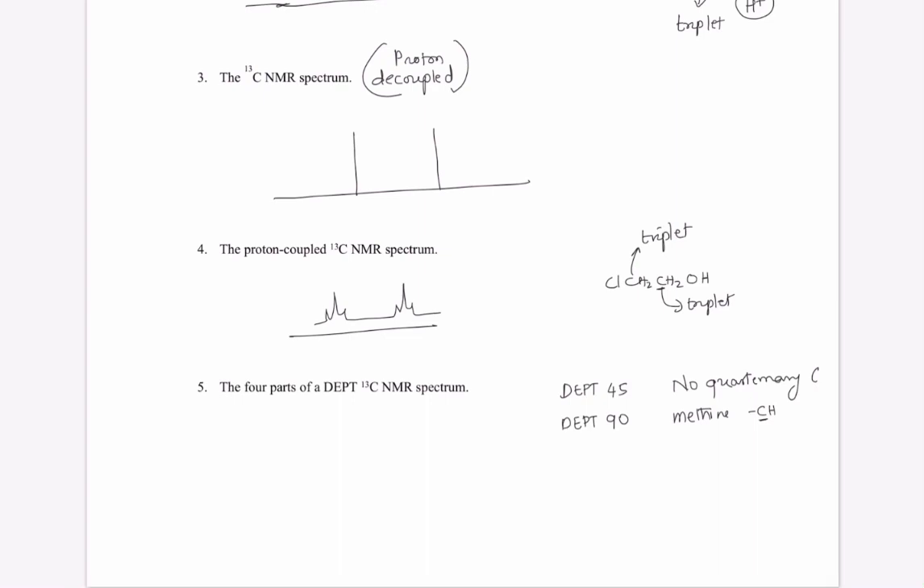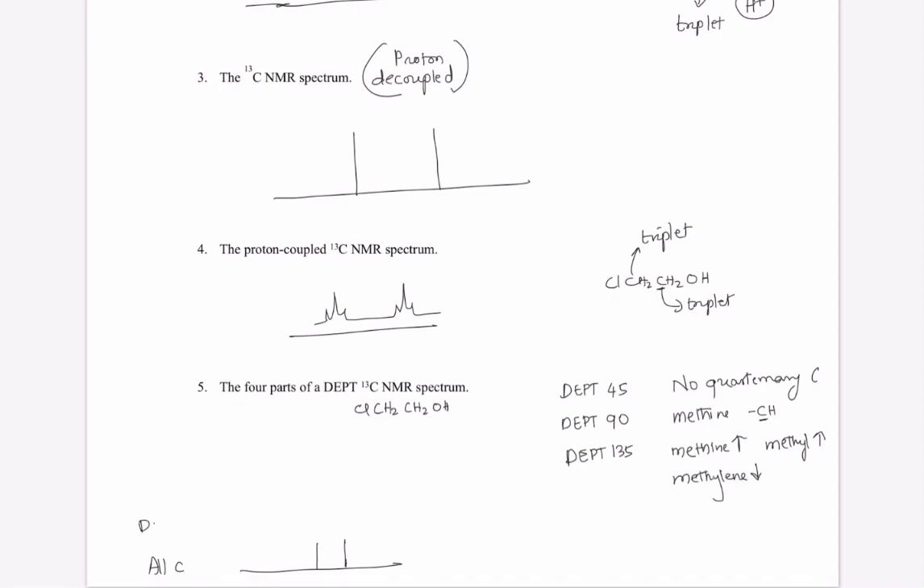And then when you do DEPT-135, something interesting happens here. It will show the methine carbon signal in the upward direction, as well as the methyl carbon signal in the upward direction, whereas the methylene carbon signals will be in the downward direction. Okay, so let's draw the four parts of this in a DEPT-13. Let's start with all carbons. There are only two carbons here. Let's draw the structure here. We only have two carbons, and that too two methylene carbons. So you will only see two peaks when you have the all C13.